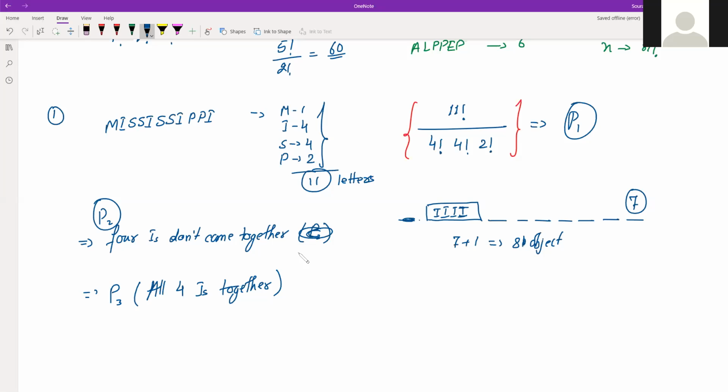Is it clear? When I's have to stay together, that will actually be 8 factorial. 8 objects can arrange themselves in 8 factorial ways. But there is a catch here. 4 I's are together, no problem. What about this? There are S's which are repeated and there are P's which are repeated. So that must be divided by 4 factorial and 2 factorial. Not by this.